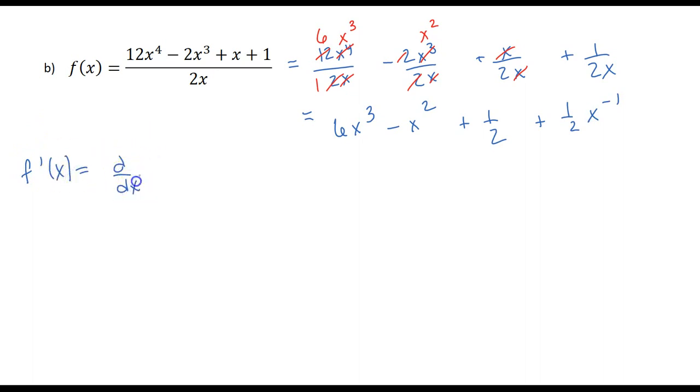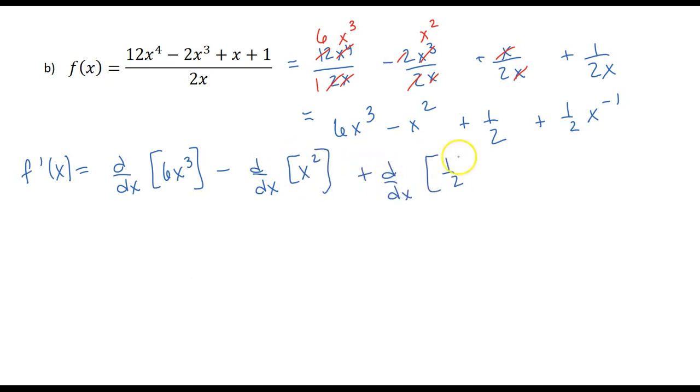That's the derivative with respect to x of 6x cubed minus the derivative with respect to x of x squared plus the derivative with respect to x of 1/2 plus the derivative with respect to x of 1/2 x to the negative 1. And if you need to, you can bring those constant multiples out. If you don't have to, you don't have to show it.